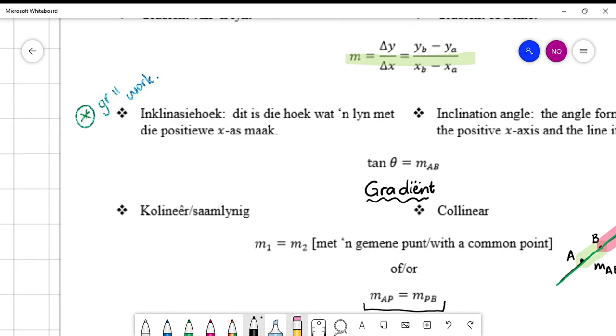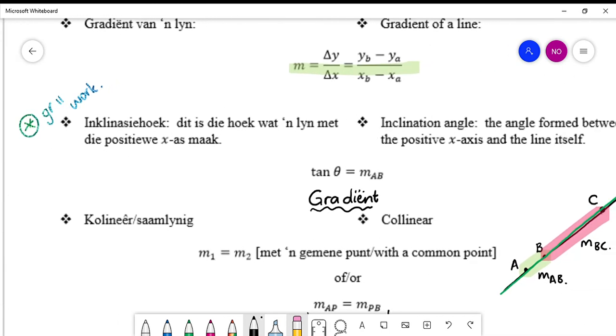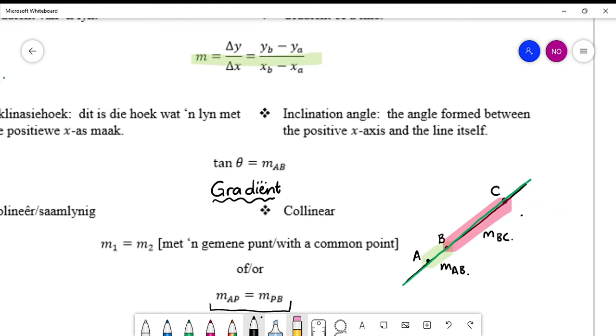Remember when we went through this the first time? I told you that is grade 11 work. We are grade 11 now. Hier gaat ons. Okay. So die inclinasiehoek is die hoek wat 'n lyn met die positiewe x-as maak. Inclination angle is the angle formed between the positive x-axis and the line itself.